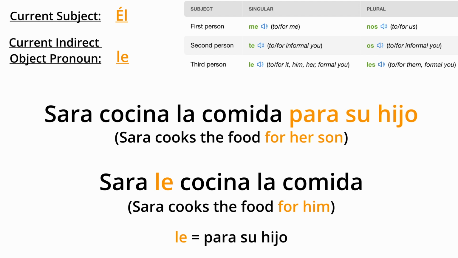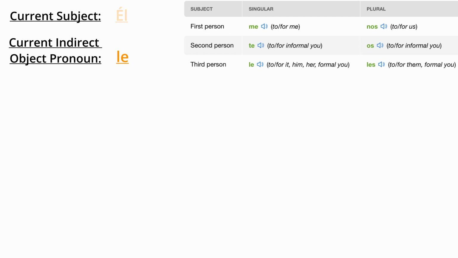Indirect object pronouns don't only replace the indirect objects, such as su hijo. They also replace all prepositions that come with it, for example, to and for. So in this case, le replaces para su hijo. That was a masculine example of the pronoun le. Now let's do a feminine one.